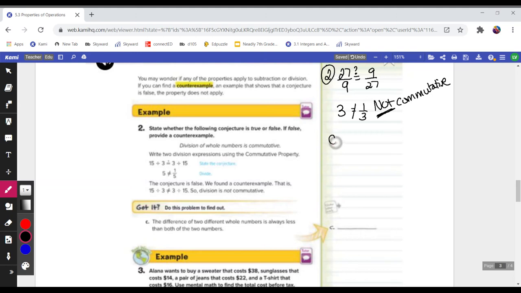So let's try letter C. See if we understand this. The difference of two different whole numbers is always less than both of the two numbers. Let's try two numbers. Let's go with 8 and then subtract 2. Well, if this is true, then that means that my answer is going to have to be less than 2. And the reason for that, our two whole numbers are 8 and 2, and the answer will have to be less than the smallest number, which is 2. Well, 8 minus 2 is 6. So that is false.